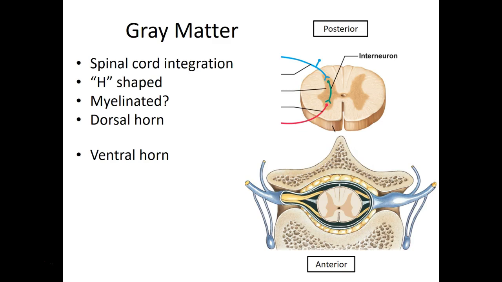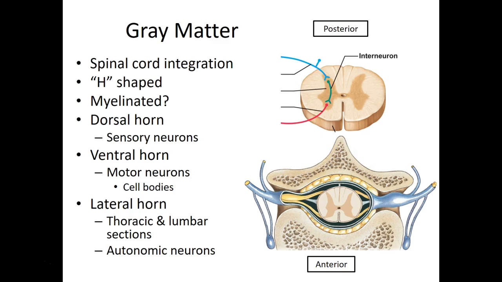Or I should say, neurons that originate in the ventral horn. Okay? So not surprisingly, if we have information coming in, those are going to have synapses for sensory neurons in the dorsal horn. In order to execute that plan that was generated in the central nervous system, we're going to have the synapse for motor neurons in the ventral horn.